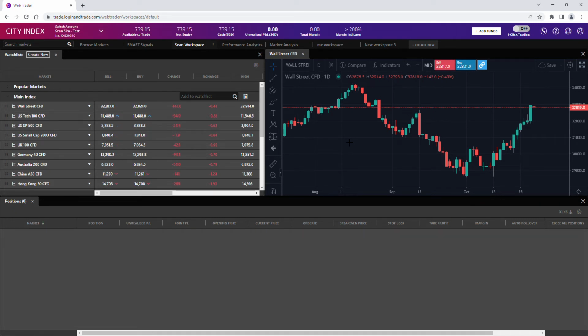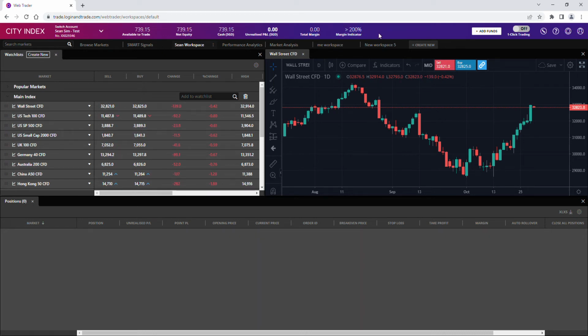My name is Sean. Let me walk you through how to check the margin requirement when you place a trade, and how to take note of when your account will hit the margin call. After you log into the trading platform, at the top of the screen you should see a chain of numbers starting from available to trade, net equity, cash, unrealized P&L, total margin, followed by margin indicator. If your screen is too small, such as on a laptop, you may not be able to see the margin indicator or even the total margin, but there will be a down arrow button for you to click on to see these two numbers instead.